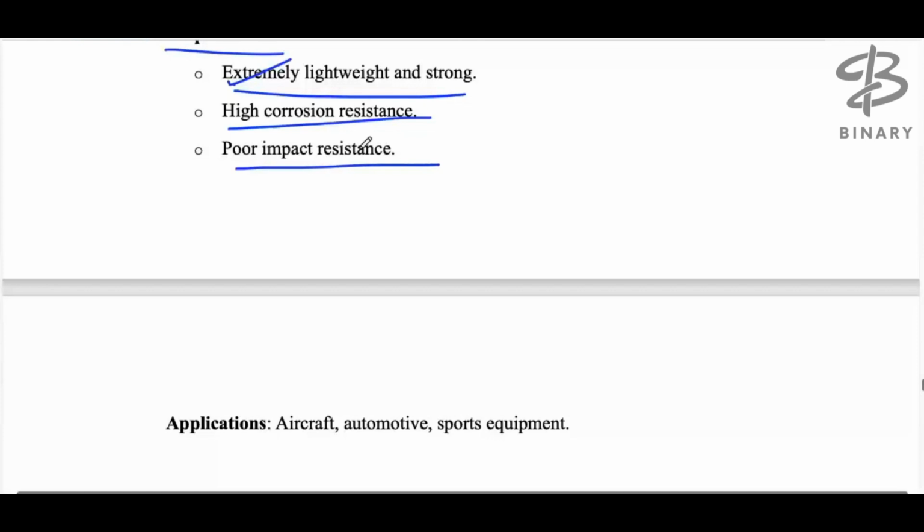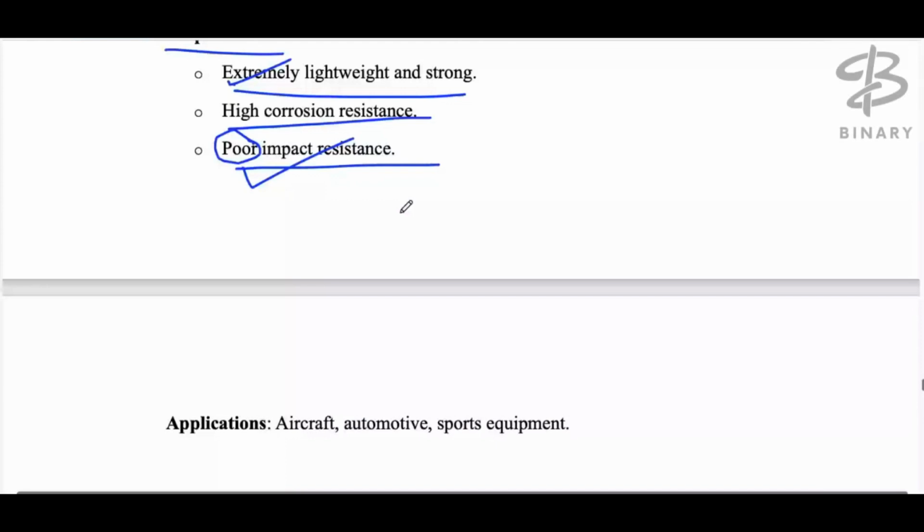But in the case of this particular material, it is very poor. It has very poor impact resistance, so it cannot resist a higher impact load. It has very high strength and very low weight, but along with these two advantages, it has the disadvantage of poor impact resistance. So wherever impact resistance is not required, we can use that material.